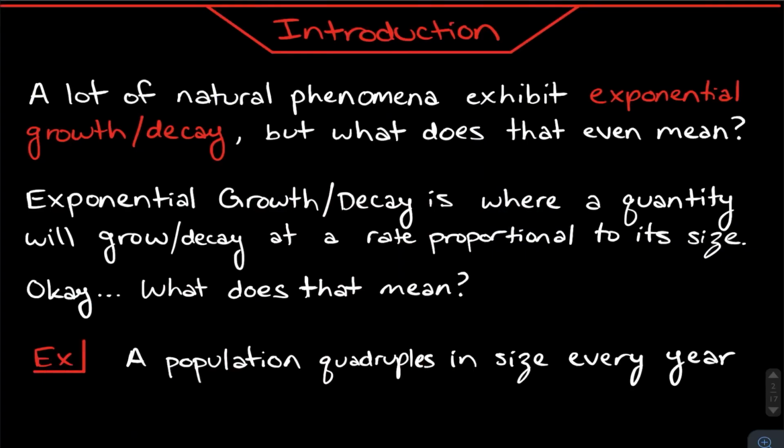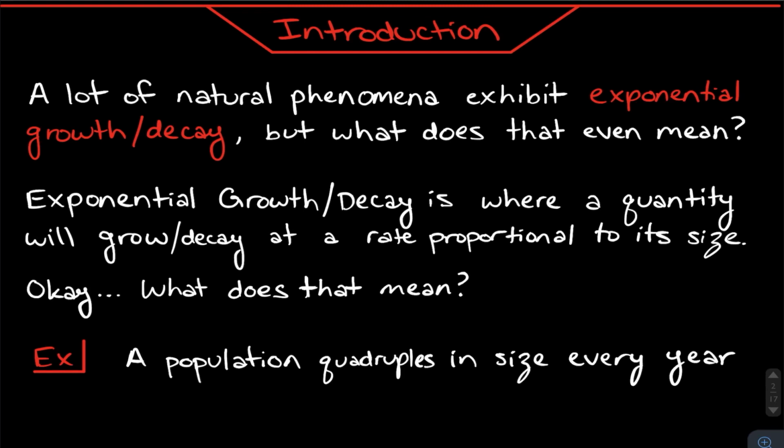We're going to start off with that introduction. A lot of natural phenomena, a lot of stuff in the real world, exhibits exponential growth and decay. And I actually just listed off some in that intro there. But what does exponential growth and decay even mean? Mathematically, what does it mean?